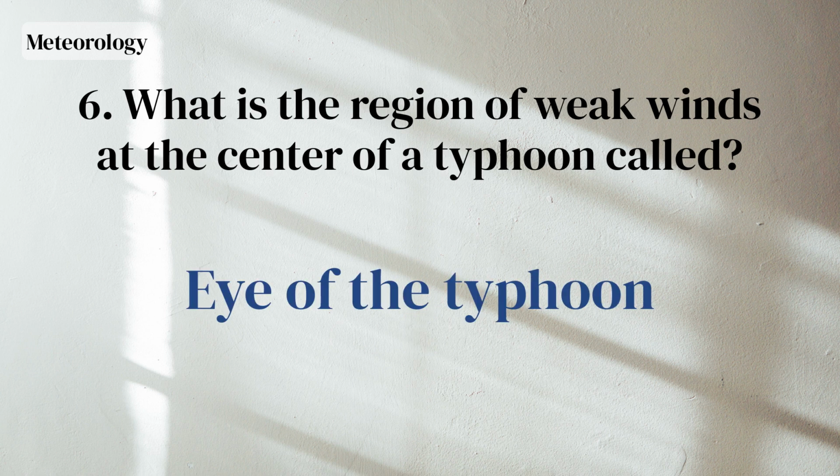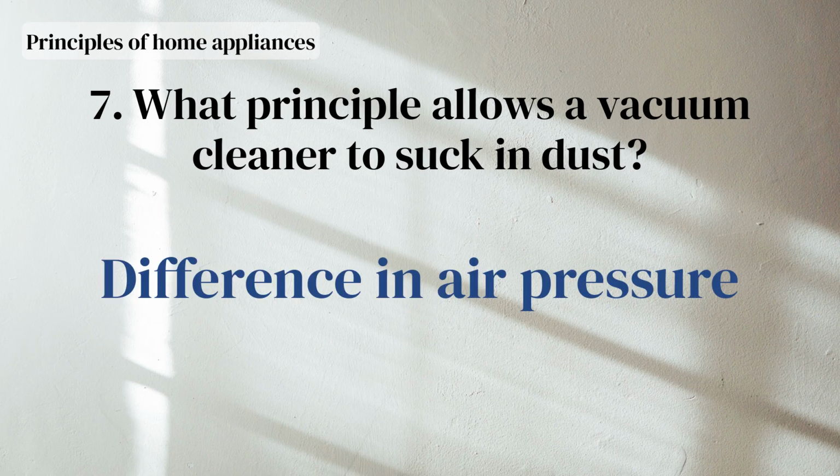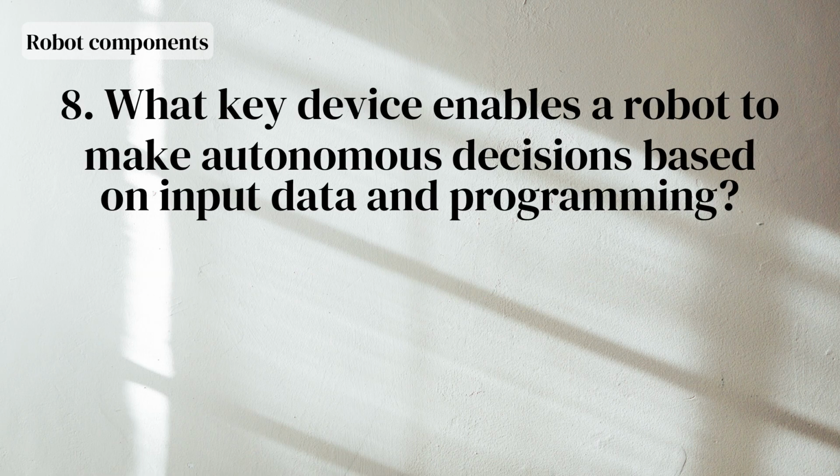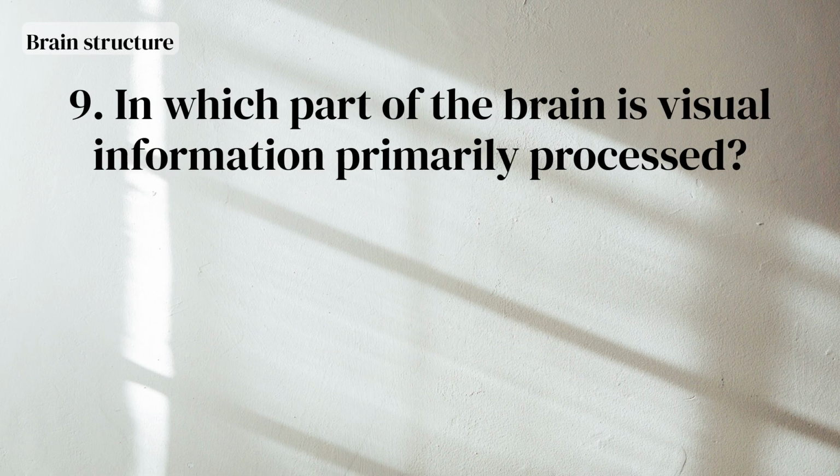What is the region of weak winds at the center of a typhoon called? Eye of the typhoon. What principle allows a vacuum cleaner to suck in dust? Difference in air pressure. What key device enables a robot to make autonomous decisions based on input data and programming? A control unit.